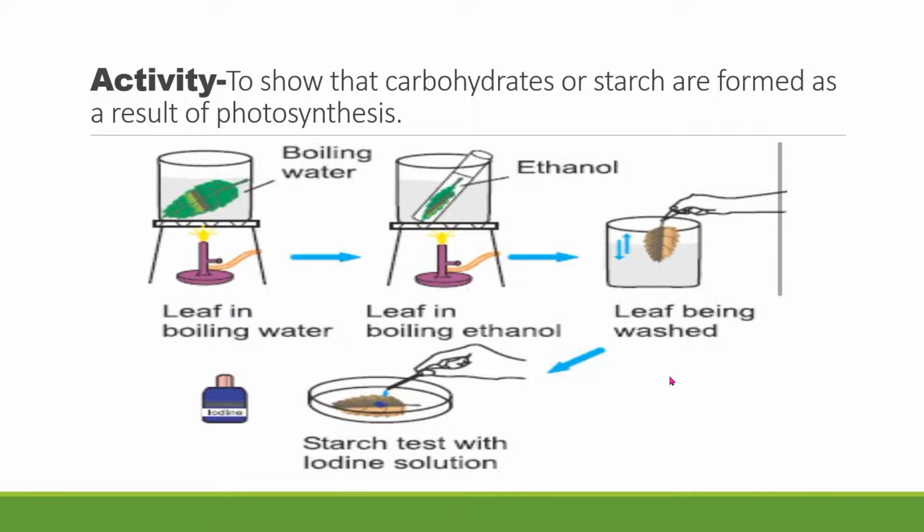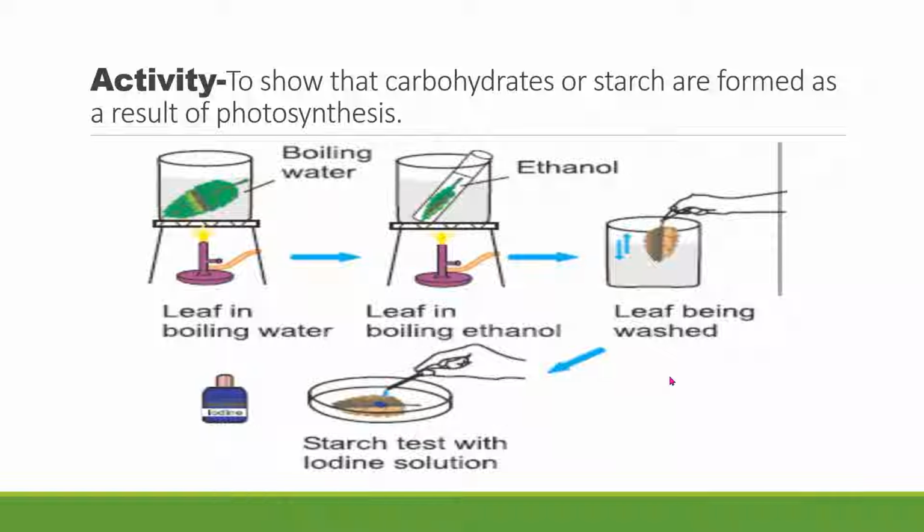Let us perform an activity to show that starch or carbohydrates are formed as a result of photosynthesis. For this experiment, we need a leaf, boiled water, iodine, alcohol, spirit lamp, test tube. Firstly, we'll boil the leaf in the water and then put the leaf in the test tube and cover it with the alcohol. Boil it by keeping the test tube in the water.